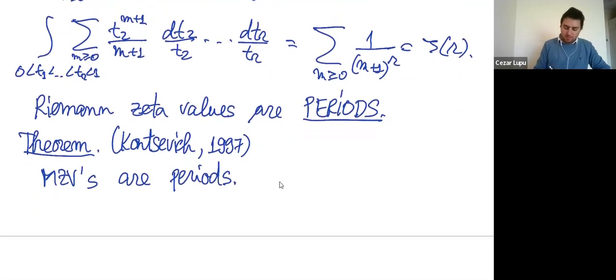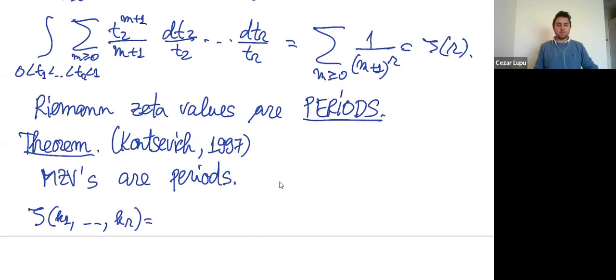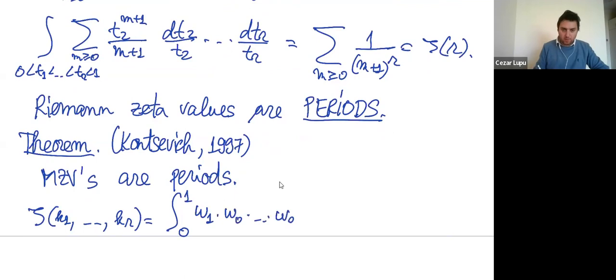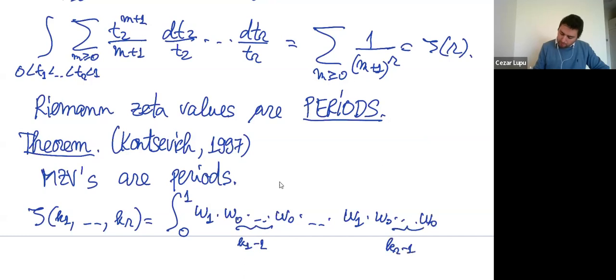So what does this mean? This means that we can actually express these multiple zeta values, and I'm just going to write it generically from now on. This integral from 0 to 1, pay attention, this is an iterated integral, and I'm going to write it as omega 1 times omega 0, k1 minus 1 times, omega 1, omega 0, kr minus 1 times.